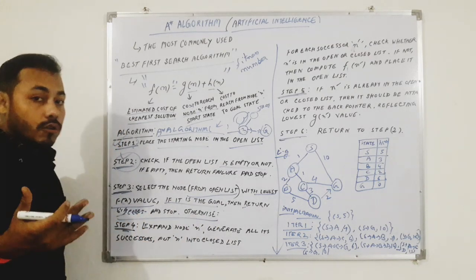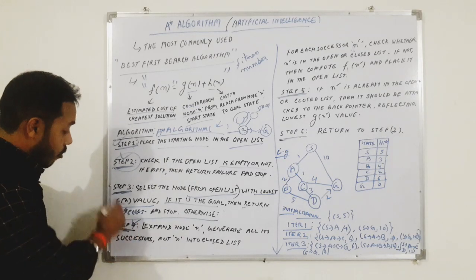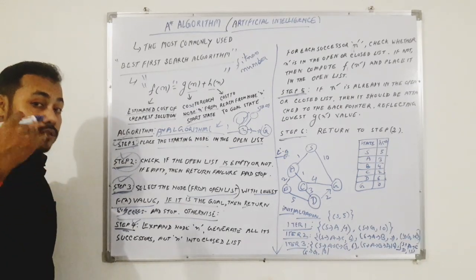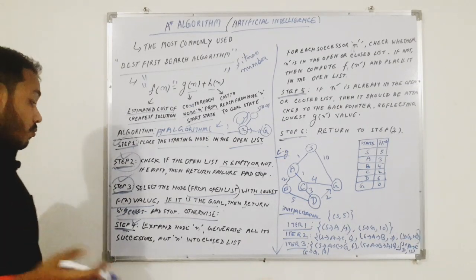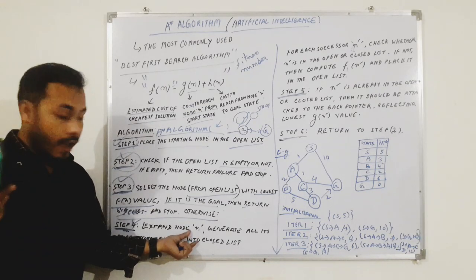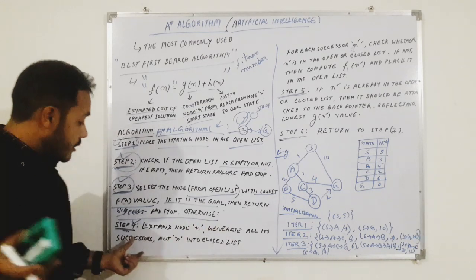If it is not the goal node, then we will come to step 4. So step 3 is clear. Now coming to step 4. If this is not a goal node, then what to do? Then we'll expand that node n and generate all its successors.